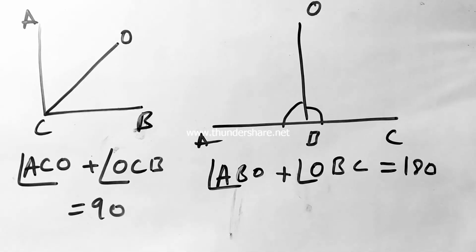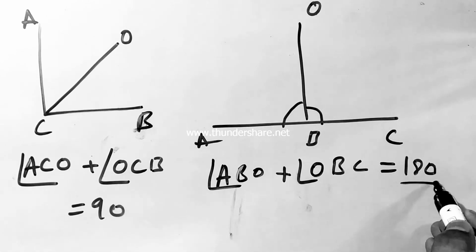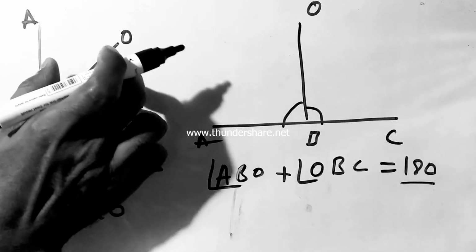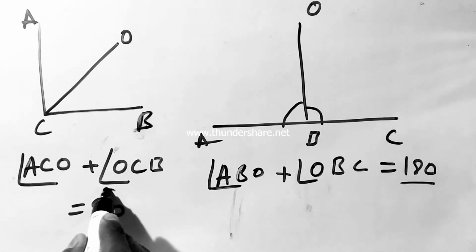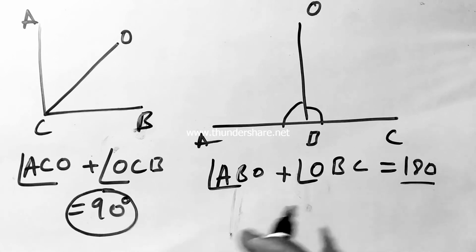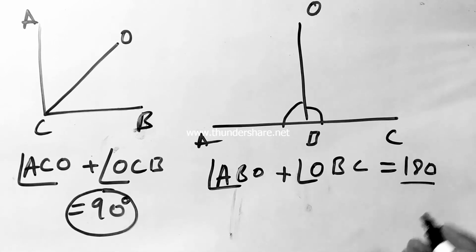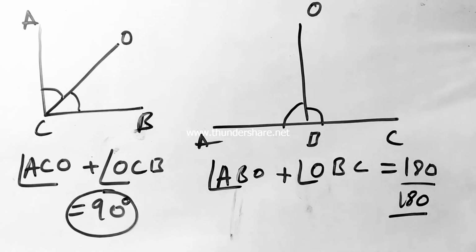Here the sum of two angles should be 90. Here the sum of two angles should be 180. Then the two angles are supplementary. Here the two are complementary. If the sum of two angles gives 90 degrees, then the angles are complementary. If the sum of two angles gives 180, then they are supplementary.